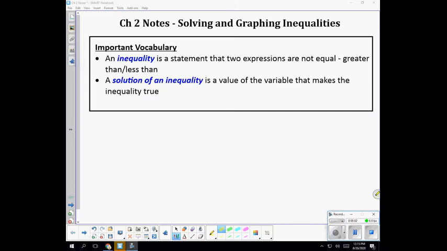Okay, Algebra 1. This is Chapter 2, Notes, Solving and Graphing Inequalities. Our important vocabulary. An inequality is a statement where two expressions are not equal. This is where we use greater than or less than symbols. Our second important vocabulary is the solution of an inequality. This is a value of the variable that makes the inequality true.